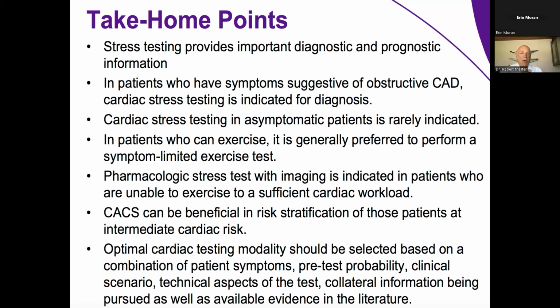In patients who can exercise, a symptom-limited stress test is the way to go, and certainly have them on a treadmill. For people who either can't exercise or have a non-diagnostic EKG, a pharmacological stress test. We talked a little bit about calcium scoring.